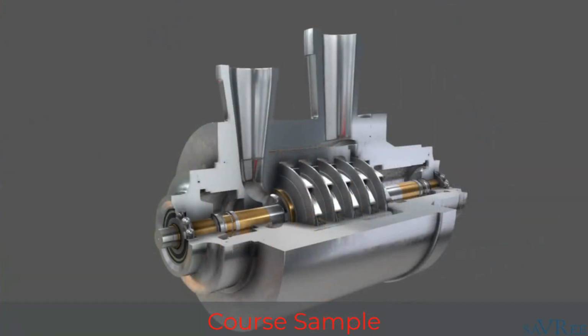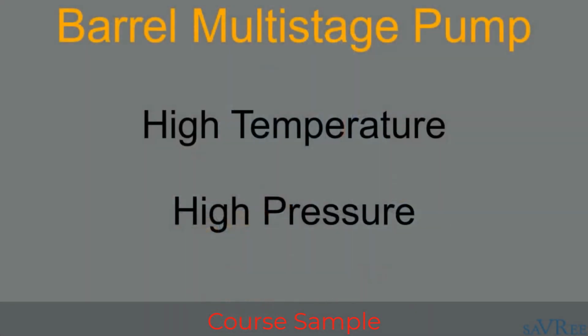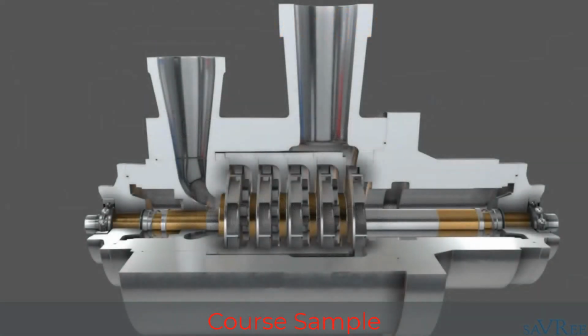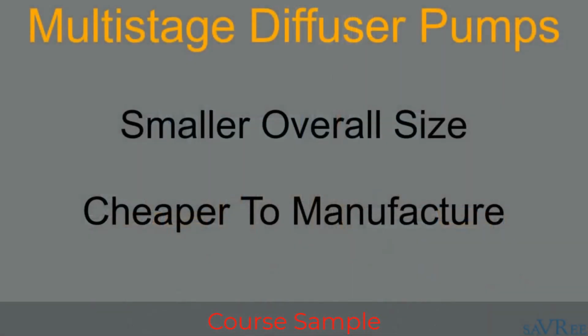The type of pump we're looking at in our example is a barrel type multi-stage pump. Barrel type multi-stage pumps are typically used for high temperature and high pressure applications. Ring section multi-stage pumps are also used for high temperature and high pressure applications, although there are some differences between the two designs. Unlike single stage centrifugal pumps, multi-stage centrifugal pumps do not normally utilize multiple volute casings. Installing multiple volute casings one after the other is impractical due to size considerations.